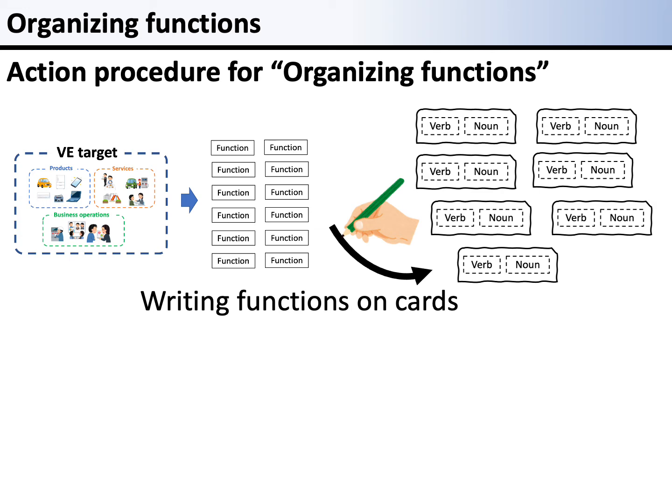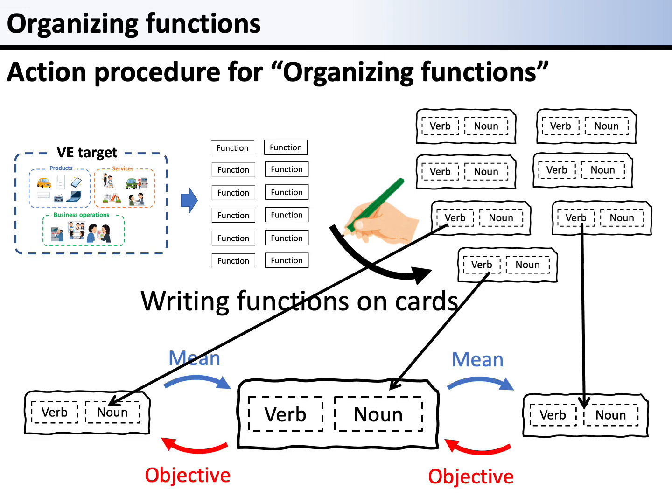In the phase of organizing functions, the functions defined in the previous step should firstly be written on cards. Then, you should pick up an arbitrary card and then think of a function that is the direct objective of that function. The objective function should be placed on the left side of the function, and the process should be repeated to find upper objective of the functions.